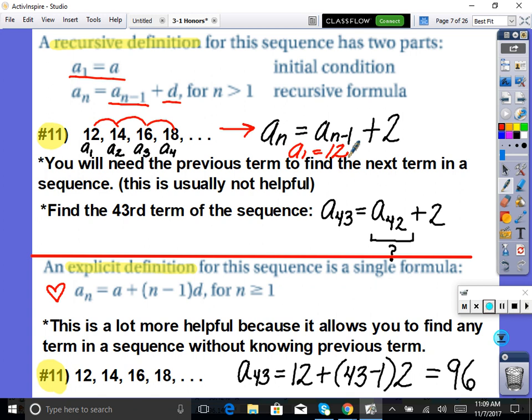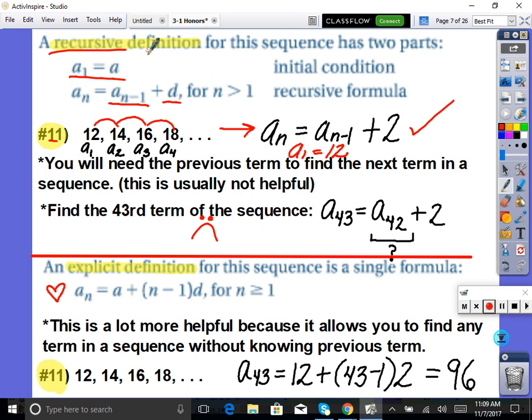Does everybody understand? Now, once again, that's a formula that's easy to write, but it's not very useful, because if I said to you, like in the instructions from 11, find a sub 43, don't we need the 42nd term? So we're going to have to list out clear till we get to the 42nd term to know the 43rd term. Does everybody see how that is not very useful? So I kind of draw a frowny face. We would not really use the recursive formula for anything besides writing it. So that brings me to an explicit formula or explicit definition.